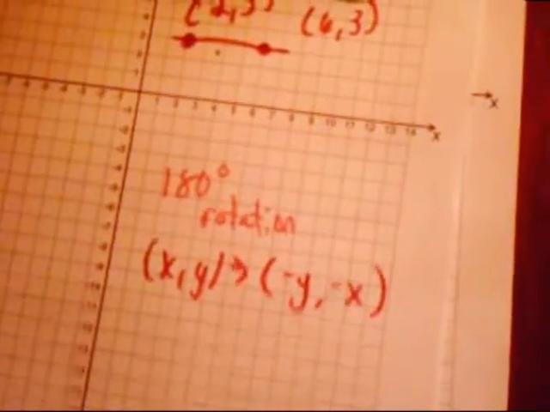Same thing for (6, 3). First thing we're supposed to do is take them and flip them. So what used to be y will become x. And then we're supposed to take the opposites of them. So they were both positive. We changed them to negatives.